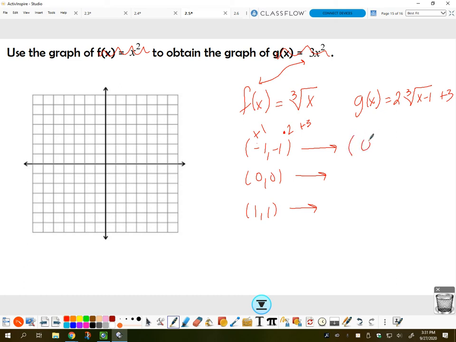So -1 plus 1 is 0. -1 times 2 is -2. Plus 3 is 1. All right, 0 plus 1 is 1. 0 times 2 is 0, plus 3 is 3. 1 plus 1 is 2. 1 times 2 is 2, plus 3 is 5. So we have a point at 0, 1. We have a point at 1, 3. We have a point at 2, 5.